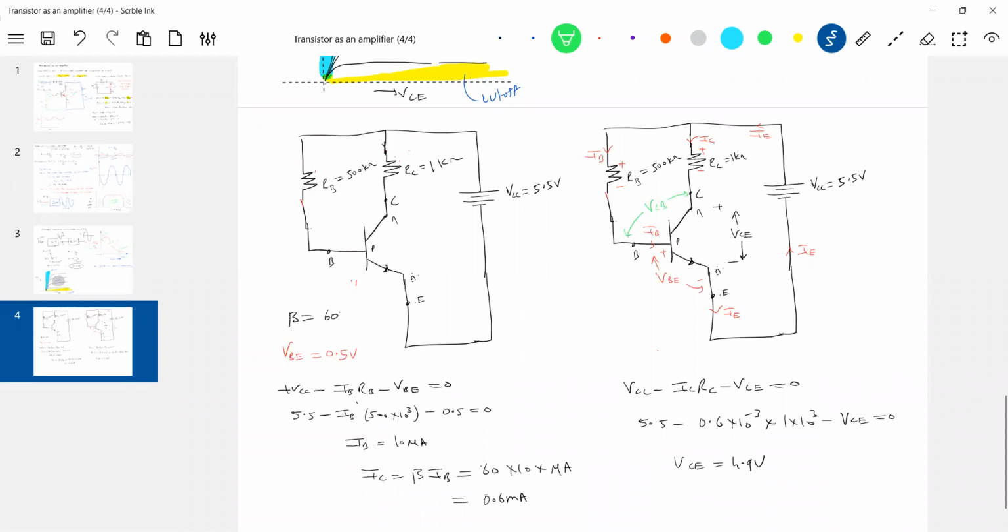VCB. You can connect one voltmeter here, no? And it will read the drop. That VCB is what I'm going to measure. So let me write the loop equation.